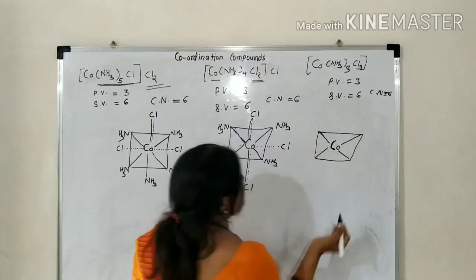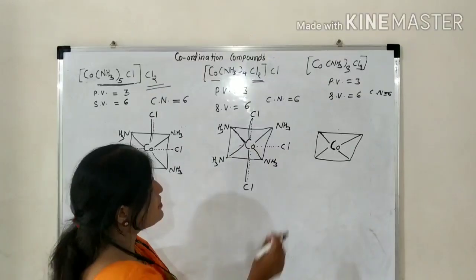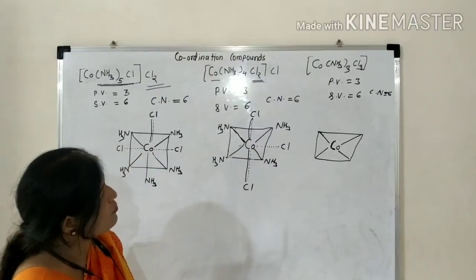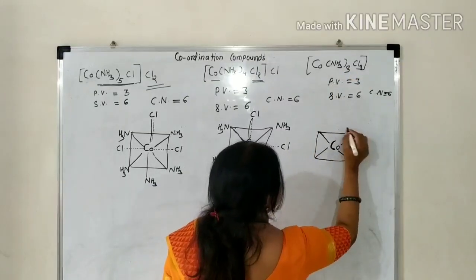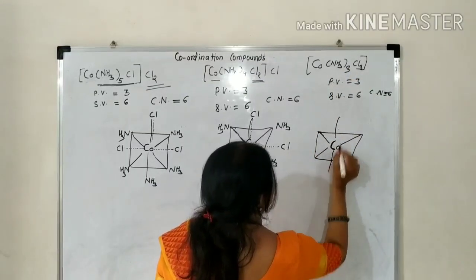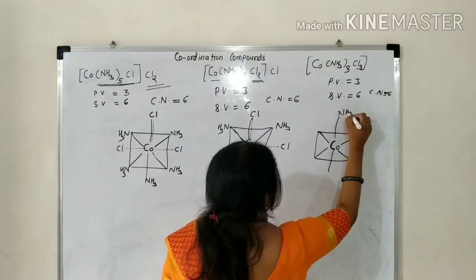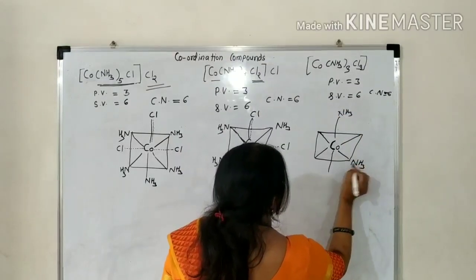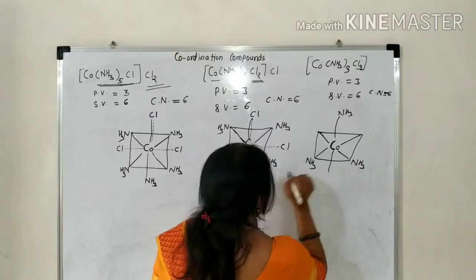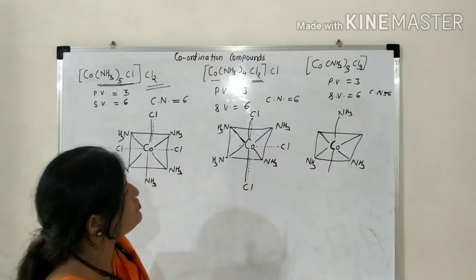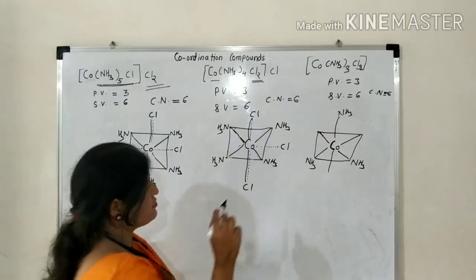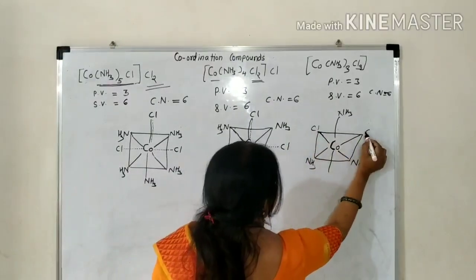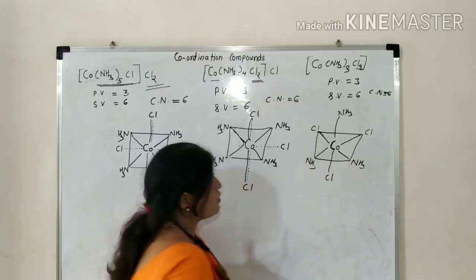Cobalt is at the center. Three places of the octahedral complex are occupied by these three ammonia. We can show here alternately NH3, NH3, NH3. Okay. The remaining three positions are occupied by these three chloride ions. Here chloride, chloride and chloride.